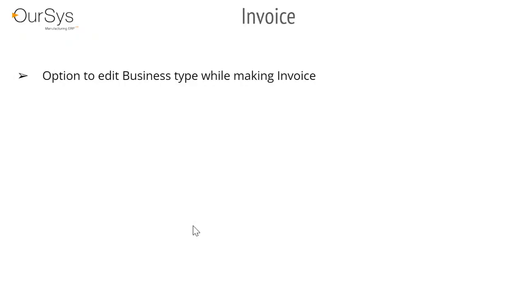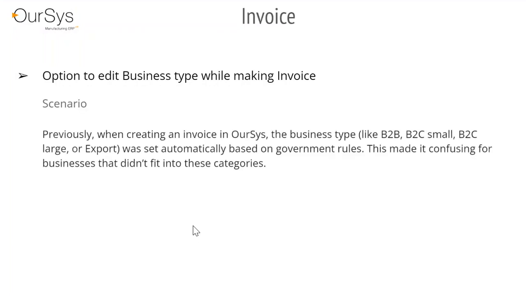Now moving to the next item, the option to edit business type while making an invoice. Previously, when you created an invoice in the system, OurSys would automatically pick the business type, such as business to customer, small business to customer, large or export, based on the government rule. So this was a bit confusing for businesses that didn't neatly fit in those predefined categories.